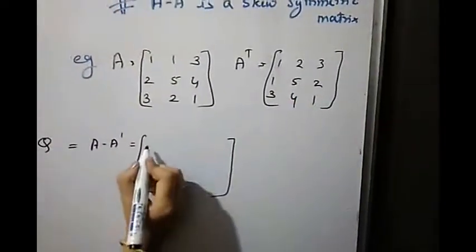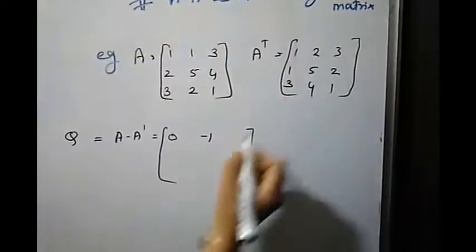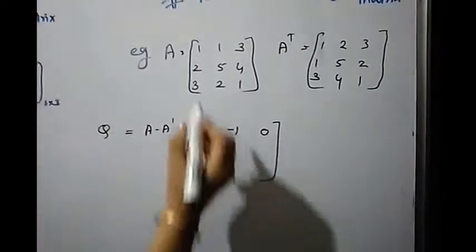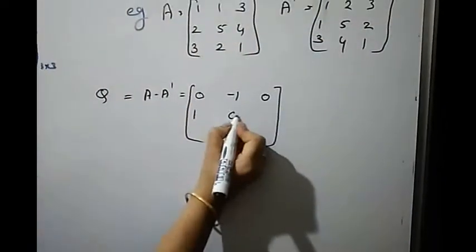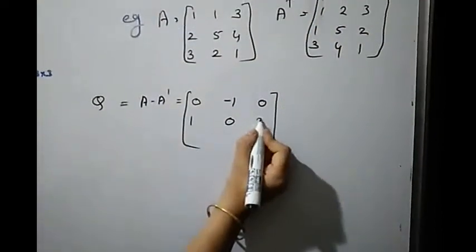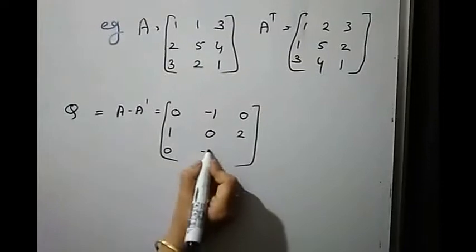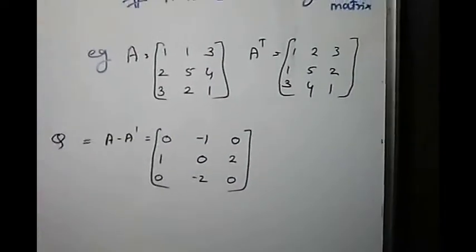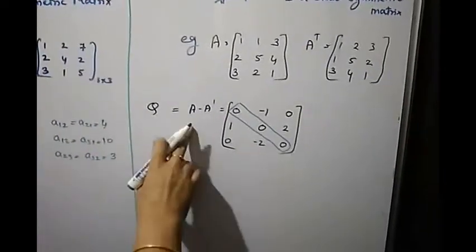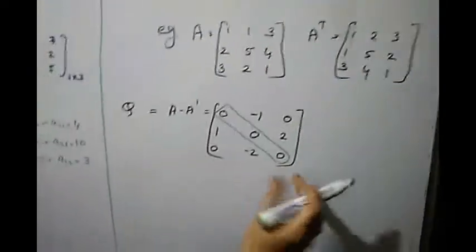So 1 minus 1, 0. 1 minus 2, minus 1. 3 minus 3, 0. It is 2 minus 1, 1. 5 minus 5, 0. 4 minus 2, 2. 3 minus 3, 0. 2 minus 4, minus 2. And 0. So after subtracting, we are getting the matrix in this particular form.